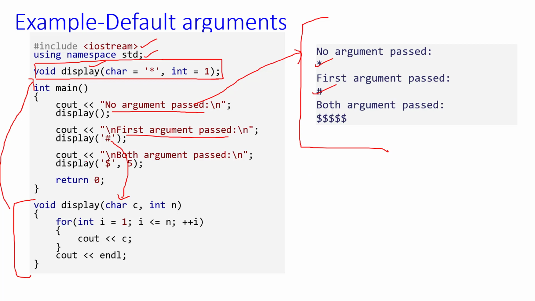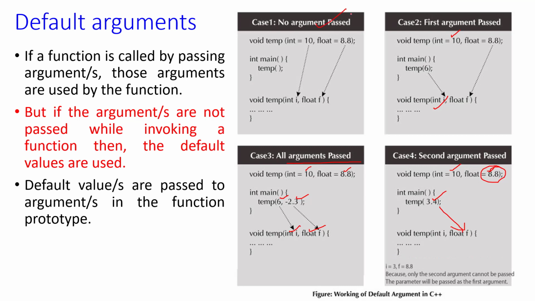In the second one, this is the main one. Both arguments passed. So both arguments passed will come here. You have display dollar sign, 5. So once it comes to this program, this printing will happen 5 times due to this for loop. So 5 times the dollar sign will be printed here. So this is basically to demonstrate the default arguments, such cases like no arguments passed, first argument passed, and all the arguments passed.